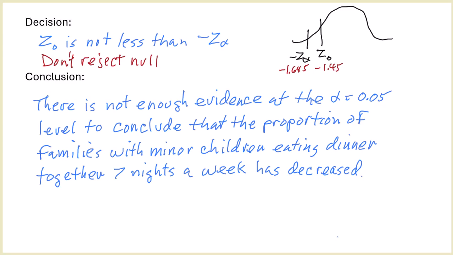So in the end, we didn't have enough evidence at that level of significance, 0.05, to reject the null. So we can't say, yeah, it's decreased. We didn't have enough evidence to say that. But again, they gave us what alpha is. You're not going to have to come up with that. That's the classical approach. Let's do the same kind of thing with the p-value approach.